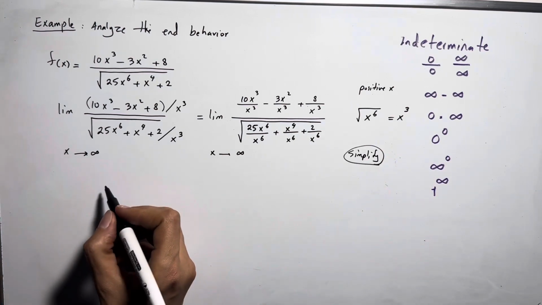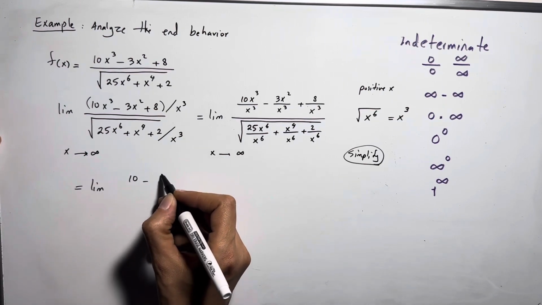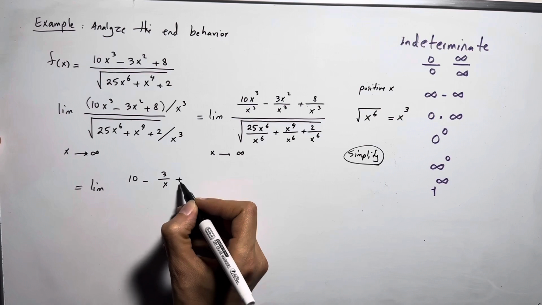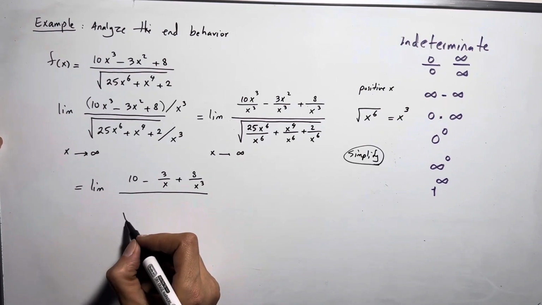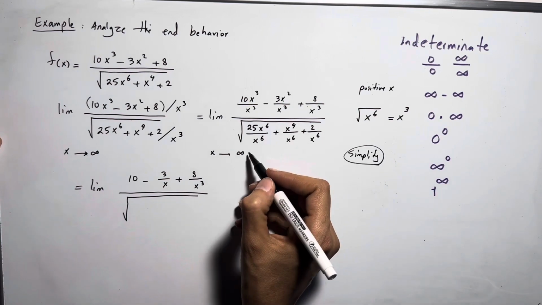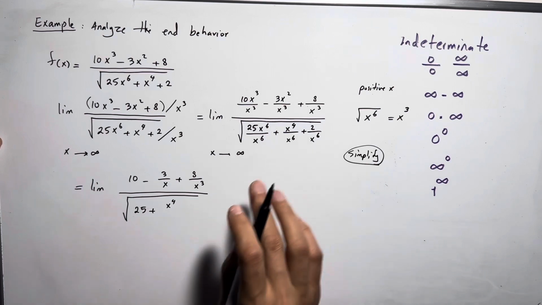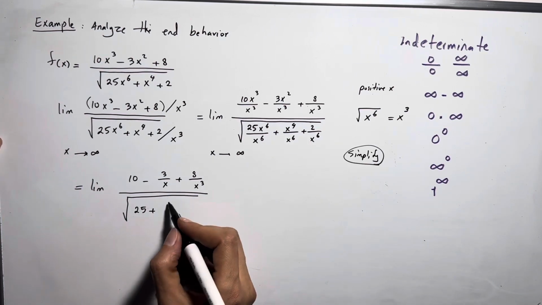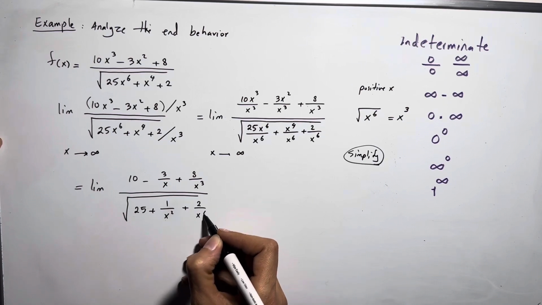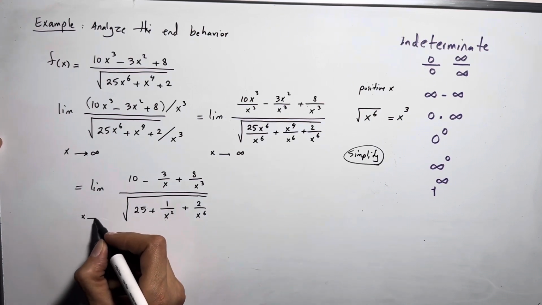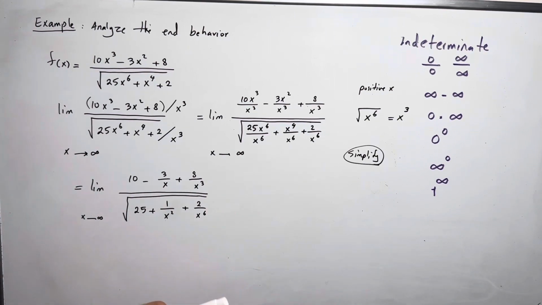Simplify using algebra. This is equal to the limit of 10 minus 3 divided by x plus 8 divided by x cubed over the square root of, here you can cancel out these two, 25 plus x to power 4 divided by x to power 6 gives you 1 over x squared plus 2 divided by x to power 6, and x goes to positive infinity. Now find each one of these limits.